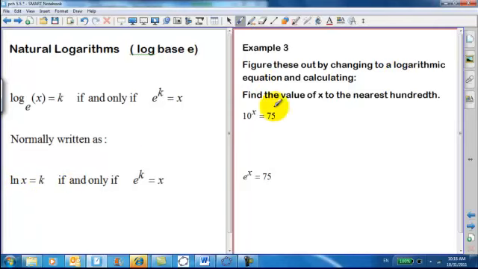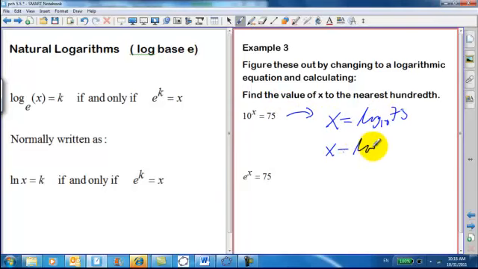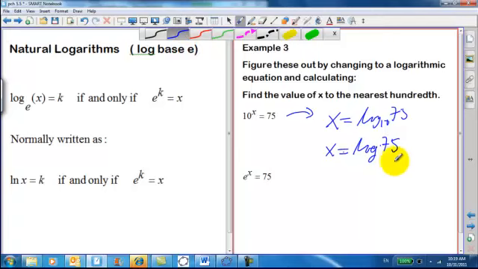So let's try then some of these. We're going to figure out 10 to the x equals 75 by changing this into x equals the log base 10 of 75, which we just know as common log of 75. And you can put this on your calculator. You go second, go diamond 7 to get log, and 75, and there's your answer. To the nearest hundredth would be 1.88.